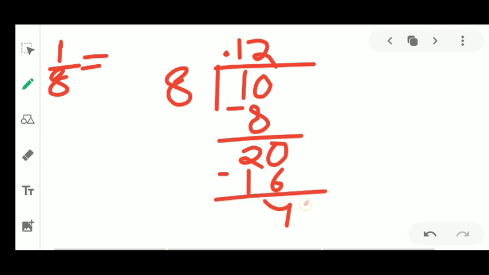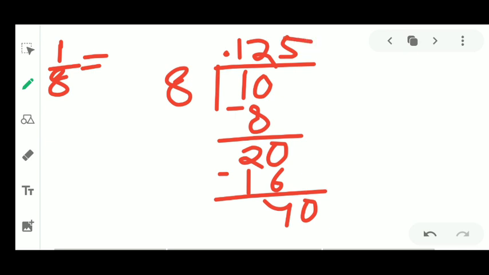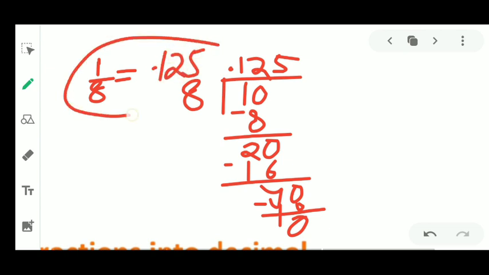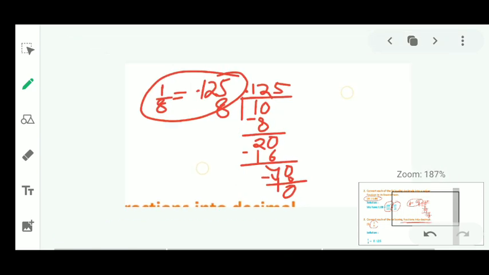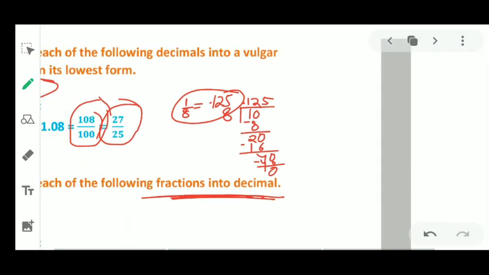Then again put a 0 here. 8 fives are 40. So 40 minus 40 equal to 0. So 1 by 8 becomes 0.125. This is how you have to convert a fraction into a decimal.